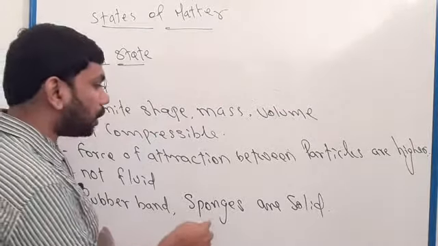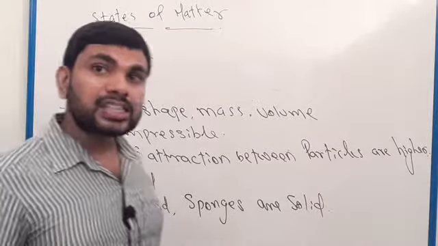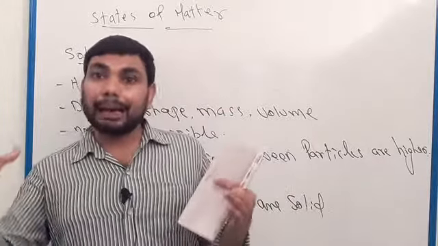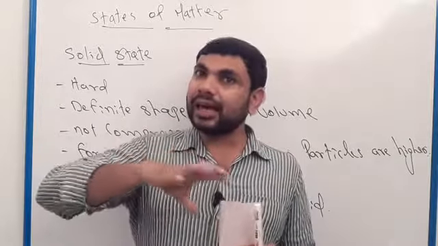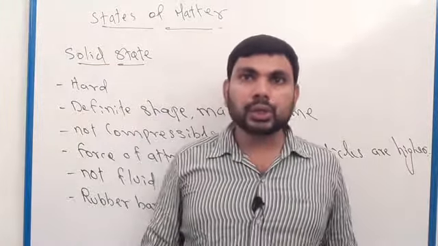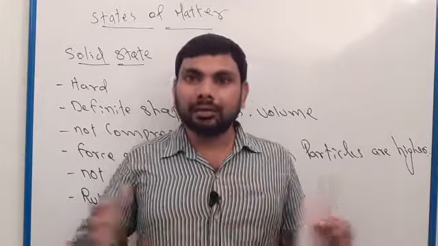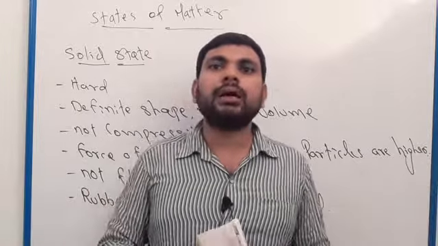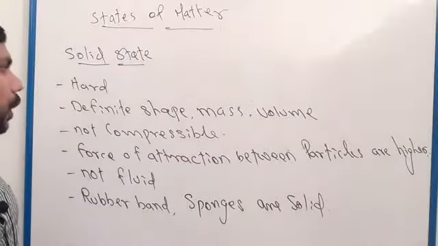But look here, sponge and rubber, they are solid. Here sponge you can compress, but it is solid. But why can you compress a sponge? Inside a sponge there is free air space. That's why you can compress it. Also here, a rubber band: after putting some force you can enlarge it. When you release the force, it will come back to its original position. So the rubber band and the sponge are solid state.